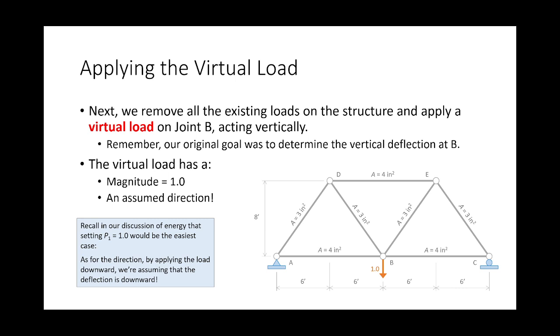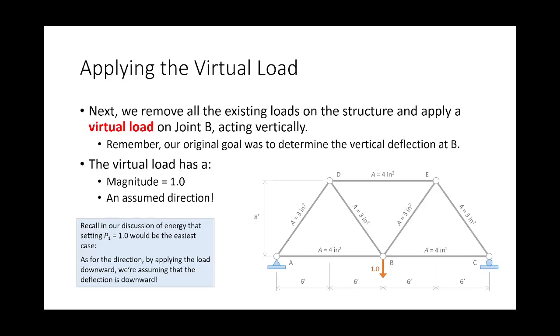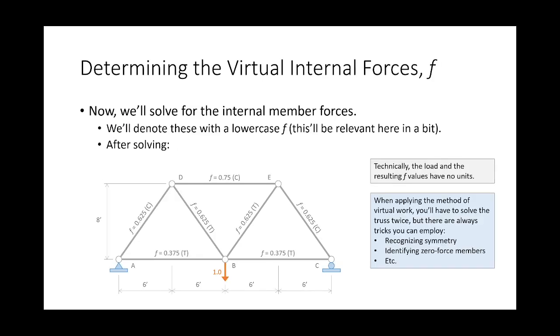The reason it's going downward is because I'm taking a look at the original structure and the original loads, and I'm thinking B probably deflects downwards. So I place the load downwards. If my assumption is incorrect, that will be revealed in the math. It will be very easy to see, and we'll just find that, oh, I assumed downward, I got a negative answer. It's going upward. So it's really easy to handle. Now, you have to solve the truss again.